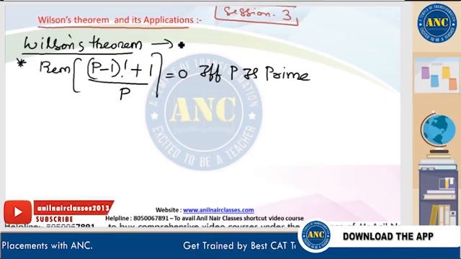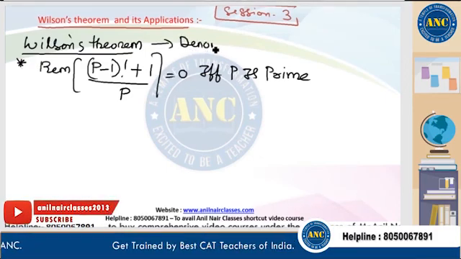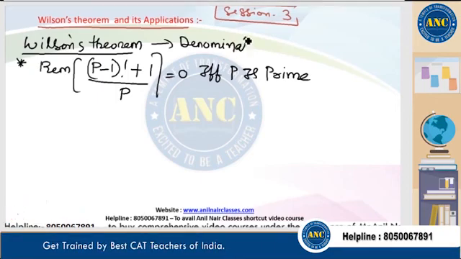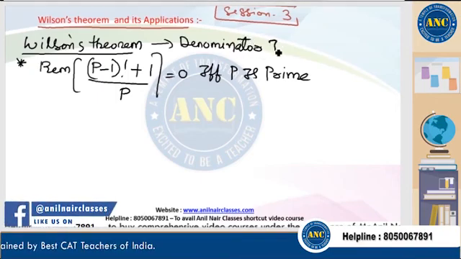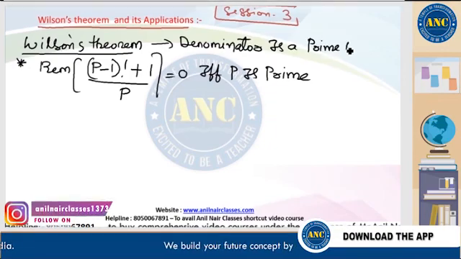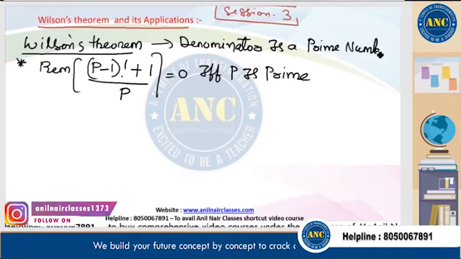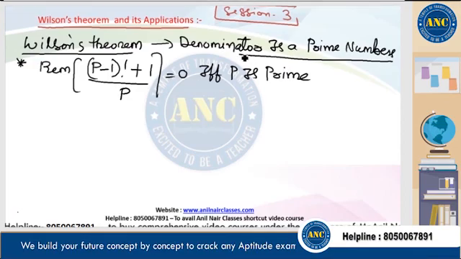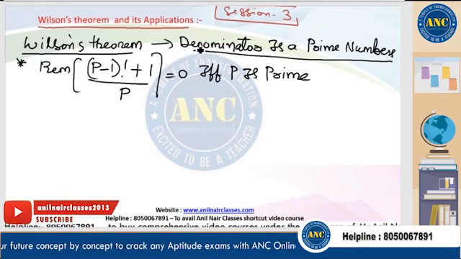Wilson's theorem is applied when the denominator is a prime number. By using Wilson's theorem, you can find the remainder when the numerator is divided by the denominator.